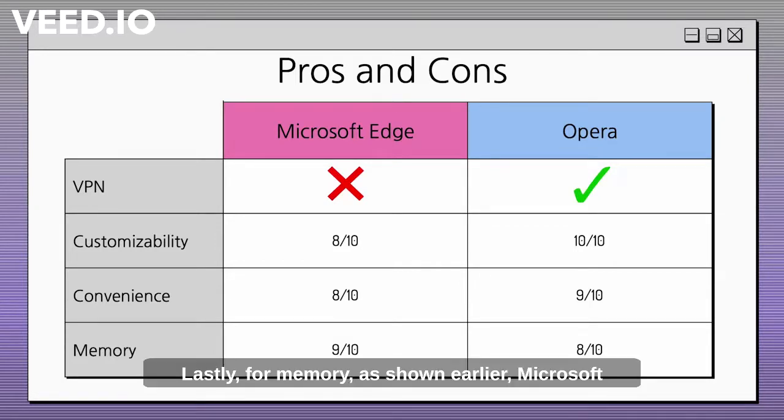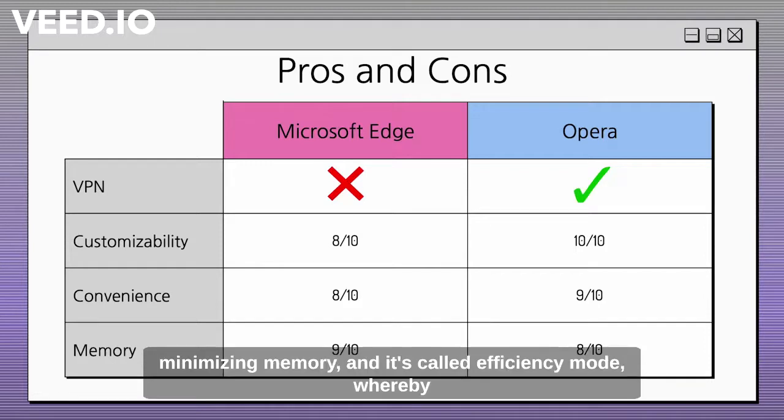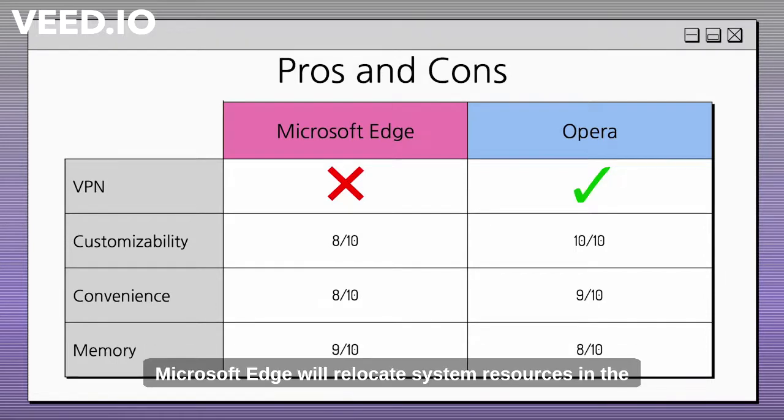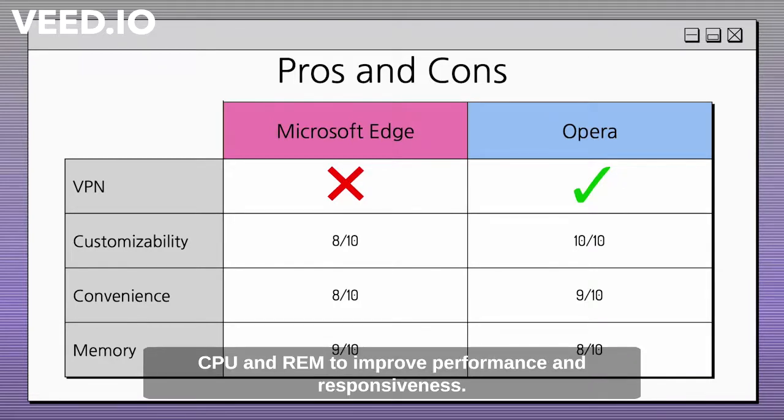Lastly, for memory, as shown earlier, Microsoft Edge performs slightly better than Opera because of its technique of implementing sleeping tabs. However, Microsoft Edge also has another feature for minimizing memory, called efficiency mode, whereby Microsoft Edge will reallocate system resources in the CPU and RAM to improve performance and responsiveness.